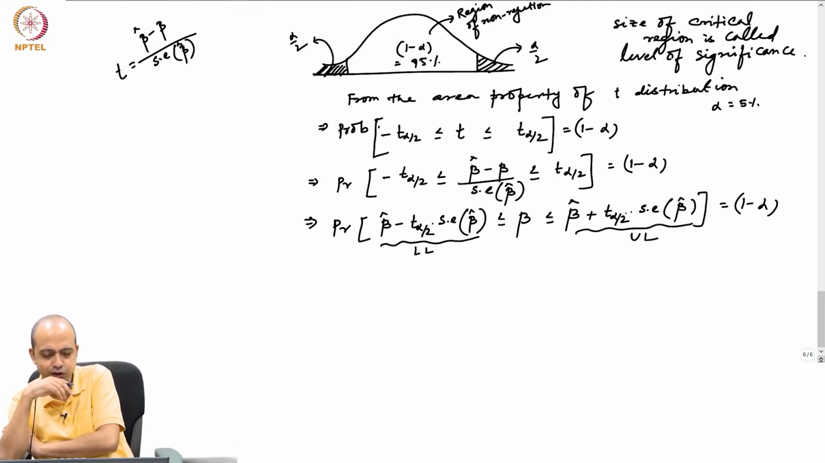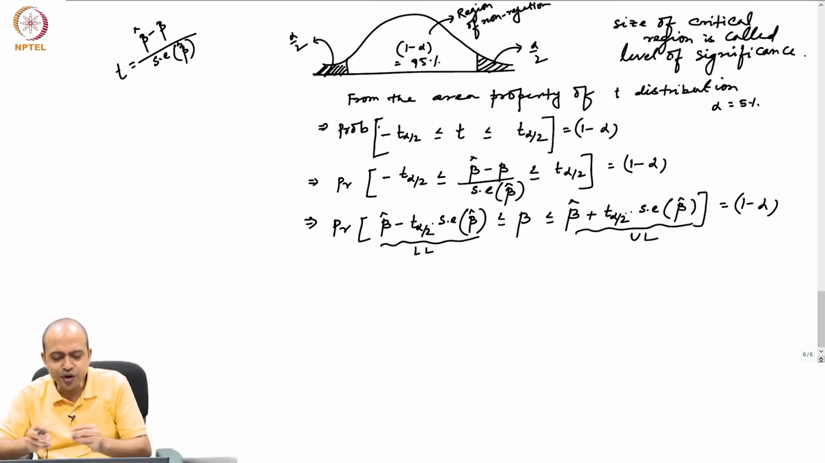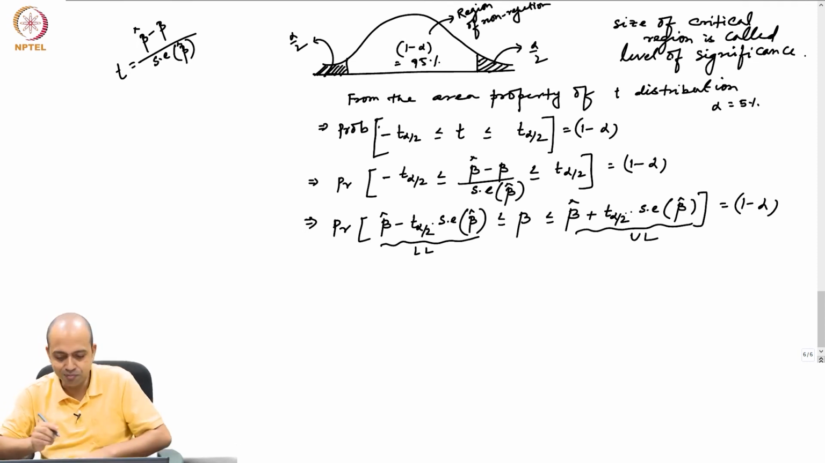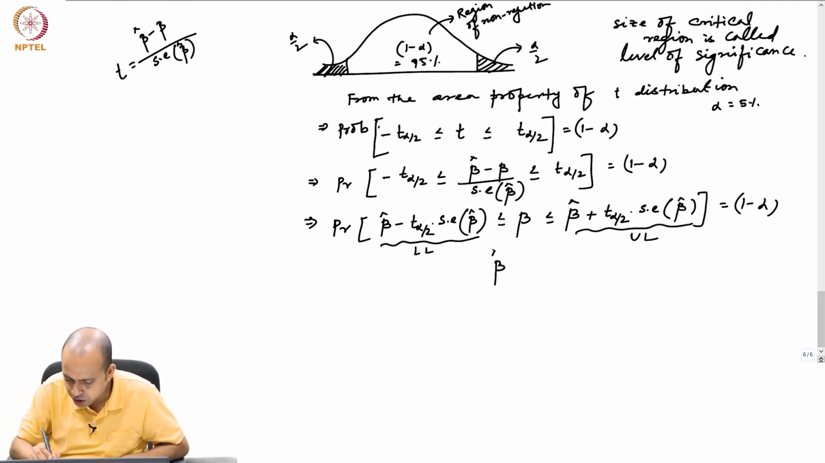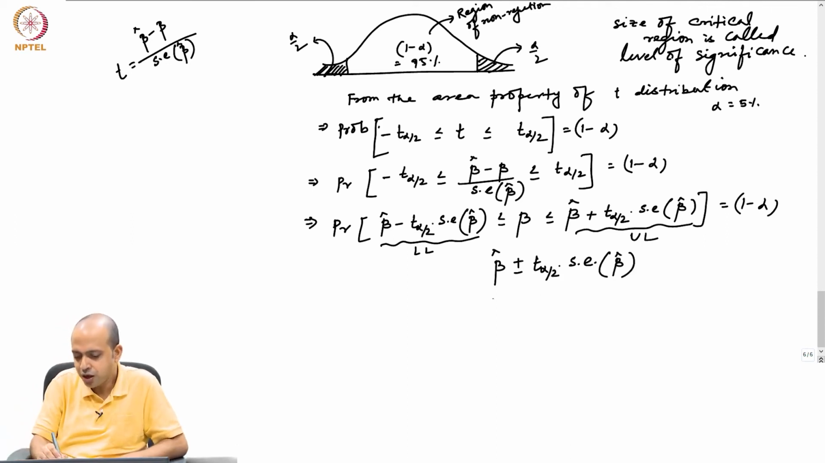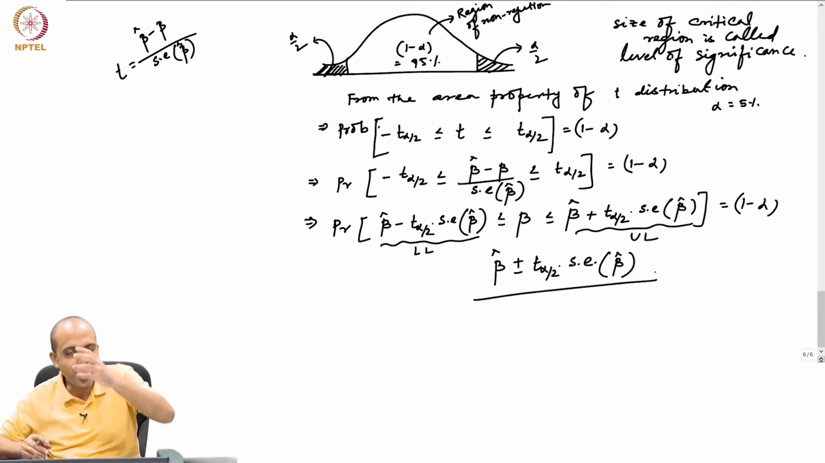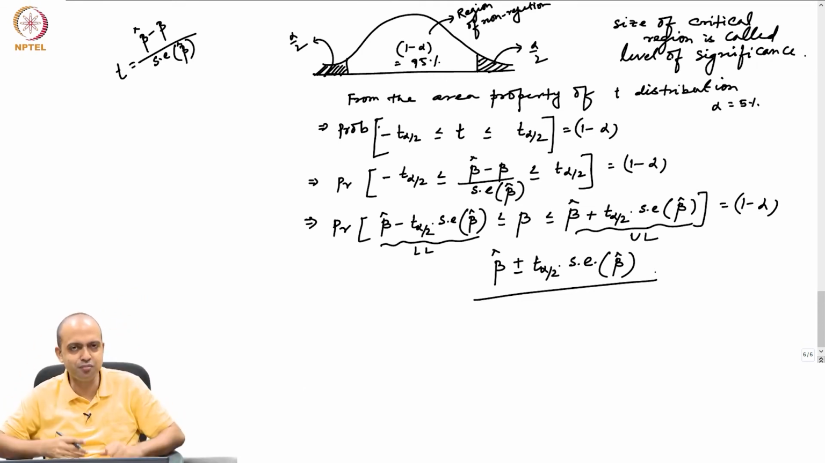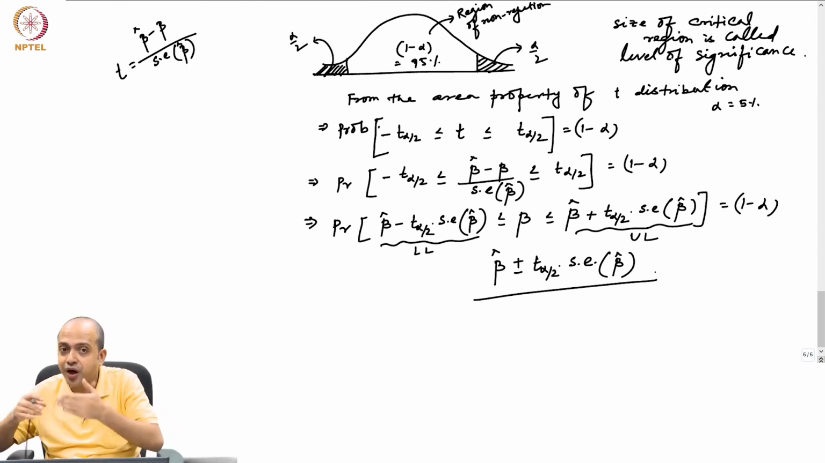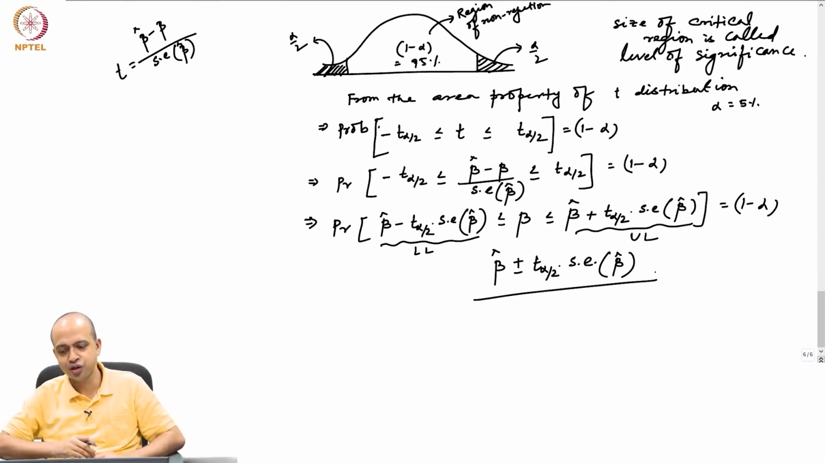The actual meaning of this probability statement is that if you construct this type of interval 100 times following the formula, beta hat plus minus T alpha by 2 into standard error of beta hat, constructing 100 such intervals from 100 different samples, because 100 different samples will give you 100 such beta hats and standard errors of beta hat, then out of 100 intervals, 95 of such intervals will capture the true value of beta.